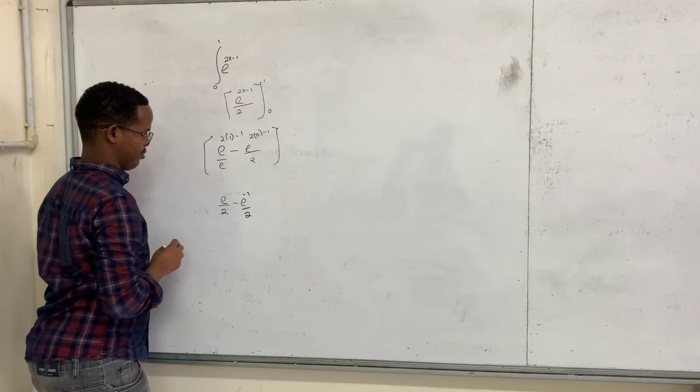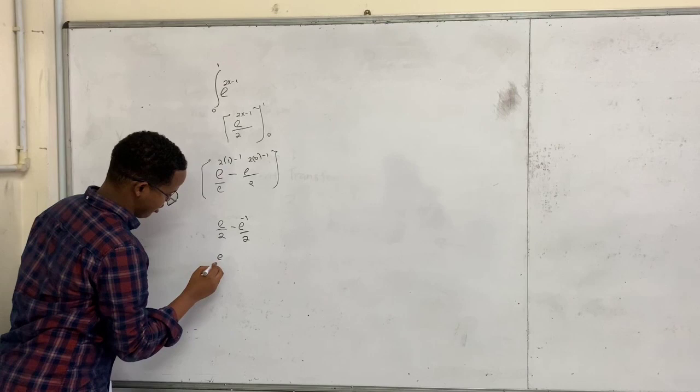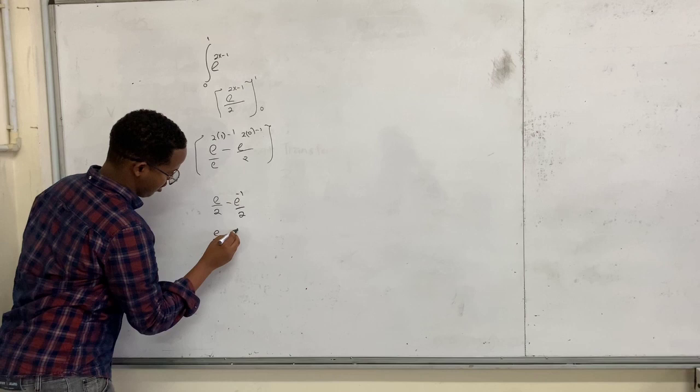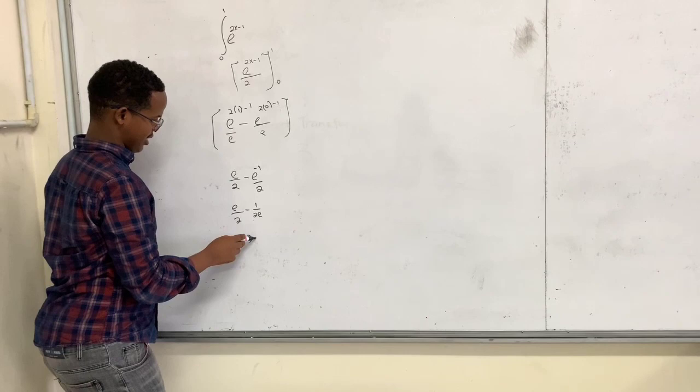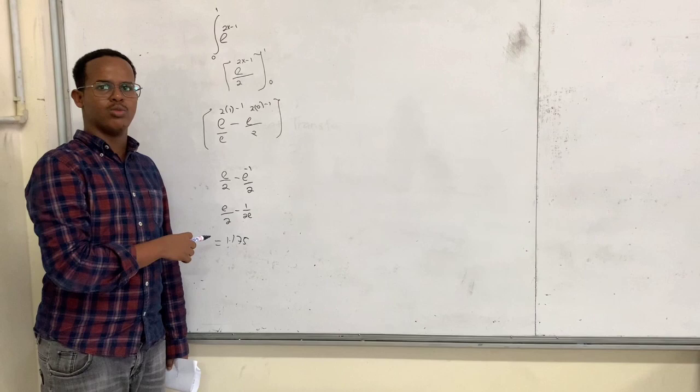For this part, we can relate it like this: e divided by 2, and on this side, 1 divided by 2e. So the final answer is 1.2175. We want to get this answer when we use the trapezoidal rule.